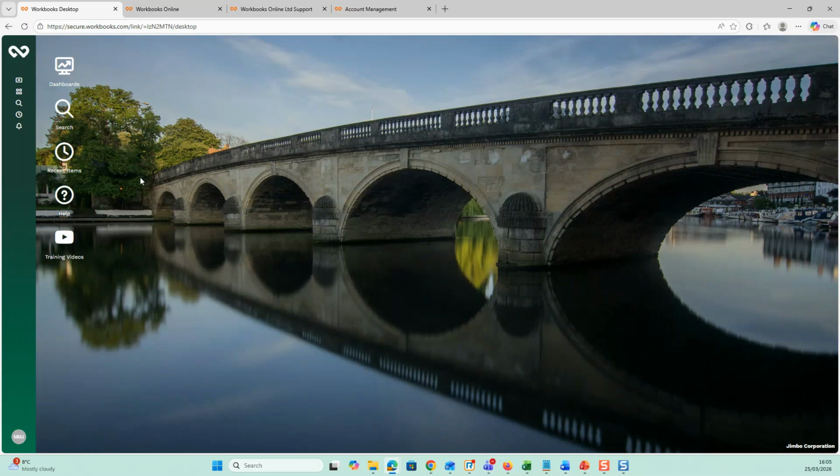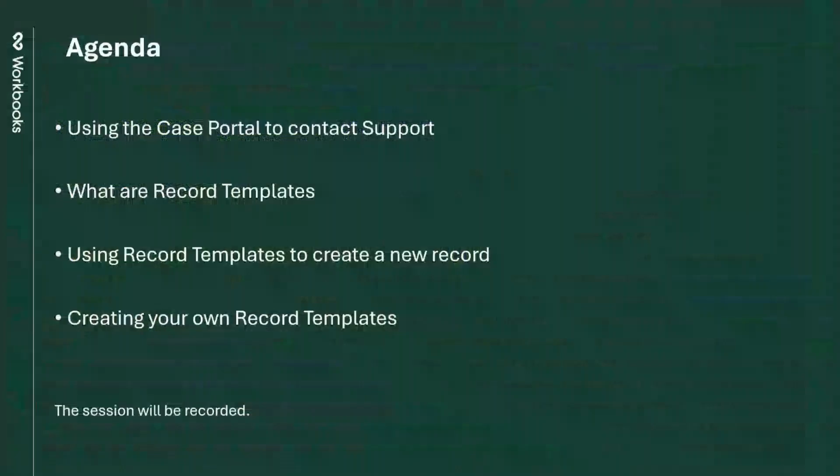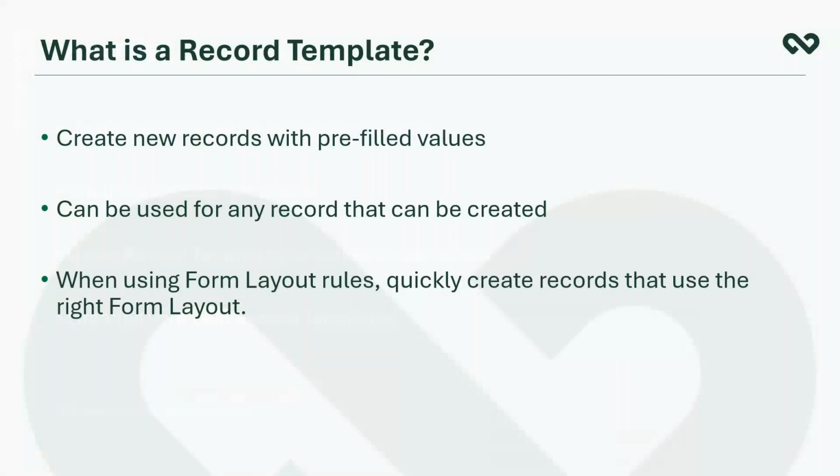So that is our customer hub. So with that shown, let's get into what record templates are. A record template allows you to create new records where you've actually got information filled in. And you can create record templates for any record that you can create normally.